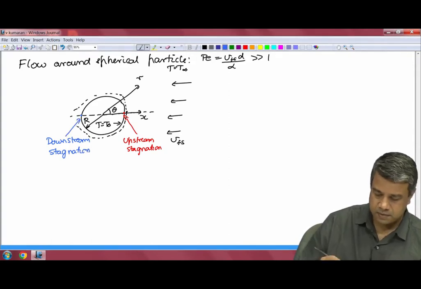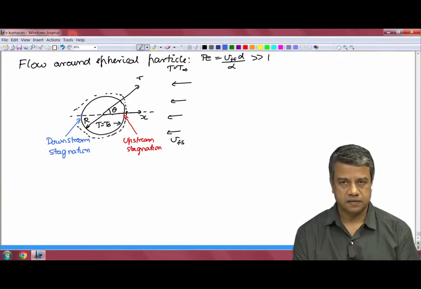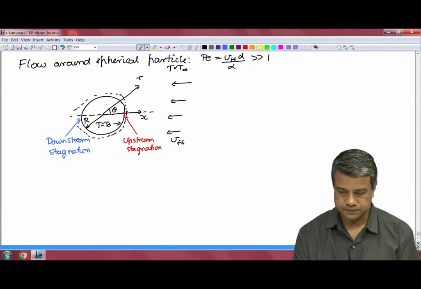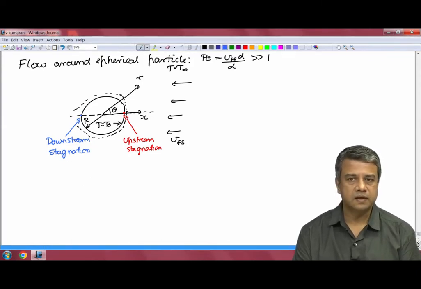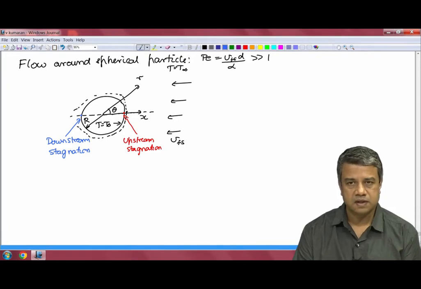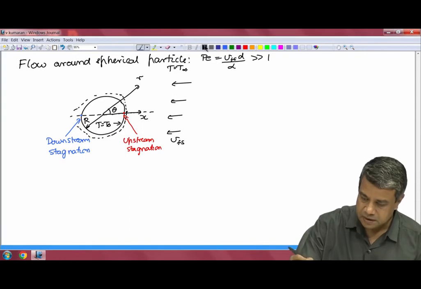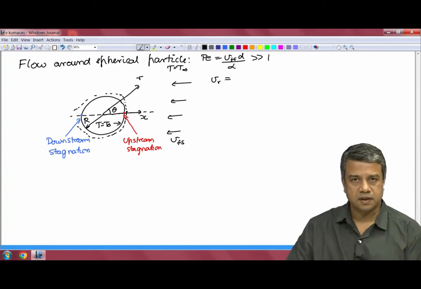These are called the upstream and the downstream stagnation points, which are points of symmetry on the surface through which the axis passes, and these will become important in our later discussion. Based upon this, we have to find out what is the heat transfer rate, the average flux, and thereby the Nusselt number correlation for a specified velocity field for the flow around this particle. And the specified velocity field is given to you.